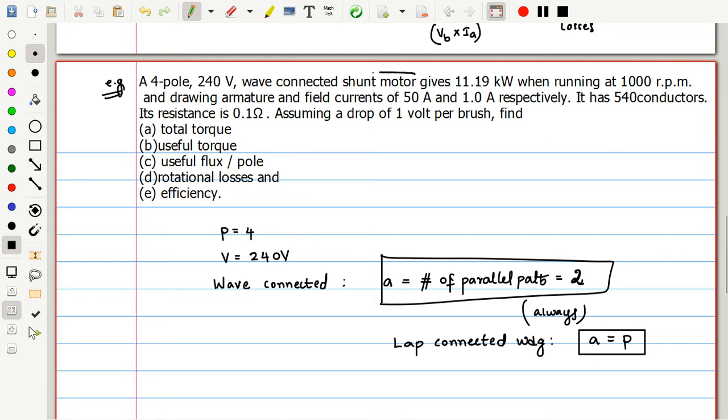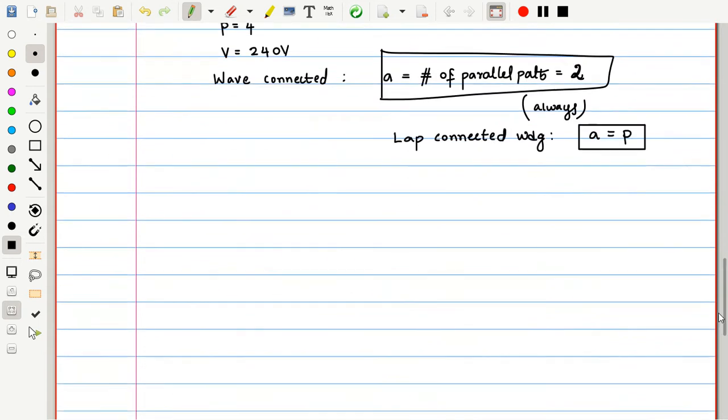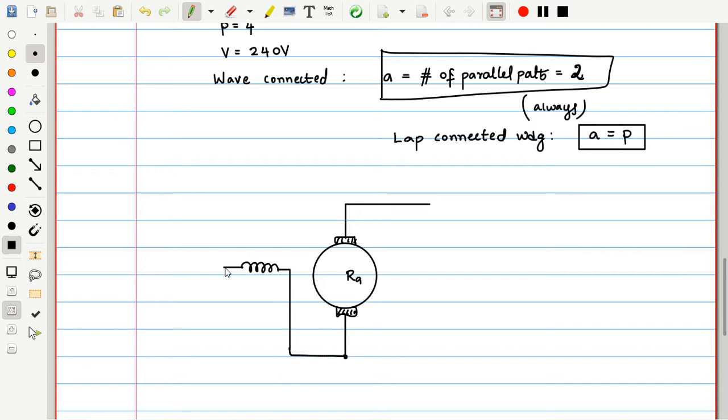Next, what else is given? It is connected in shunt, so it is a shunt motor. Once you see this, let me quickly draw the shunt motor diagram so that it is easy to understand the rest. These are the brushes, this is the armature, and the armature has its armature resistance. Then I will have a field winding, connected in parallel to this armature, and it has some shunt field winding resistance.